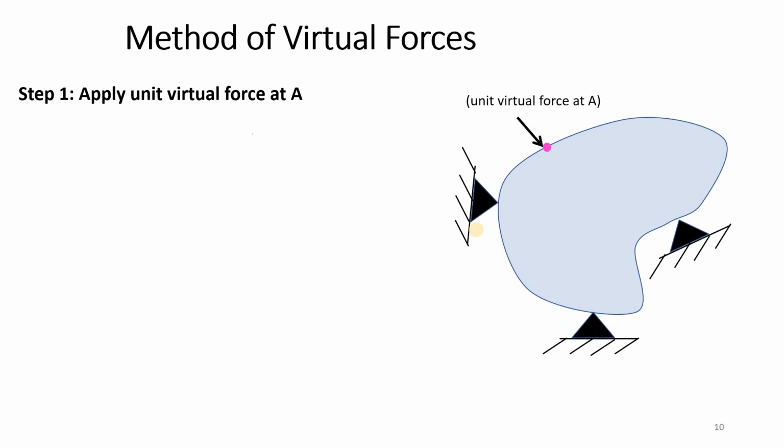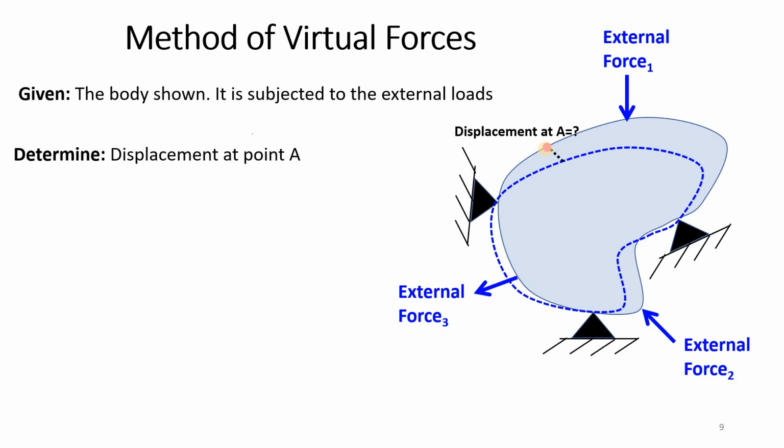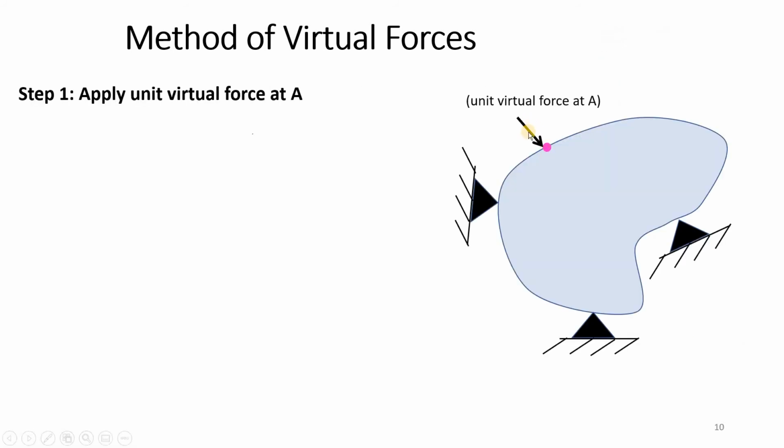The unit virtual force at A is applied in the same direction in which we wanted to find the displacement. So if we wanted to find the displacement in this direction, we apply the unit virtual load at A in that very direction. So note that this unit virtual force is applied at that point where we want to find the displacement, and in that direction in which we want to find the displacement.